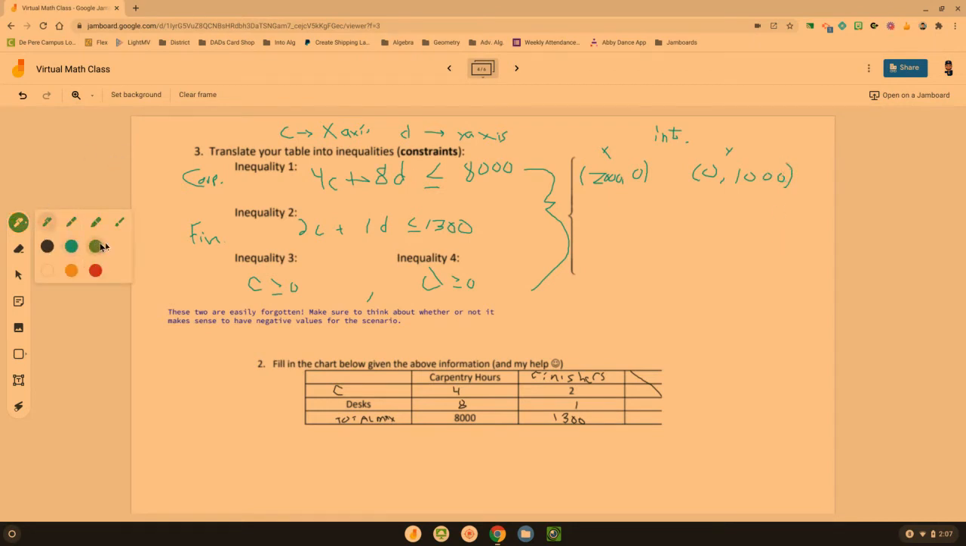Then we're going to do that for inequality 2 as well, right? 2C is 1,300, so 1,300 divided by 2 is 650. So 650, comma 0. And the y-intercept, if I put 0 in for that C part, I have to solve 1D is 1,300, or we get 1,300. And then we've got to remember we have those as well.